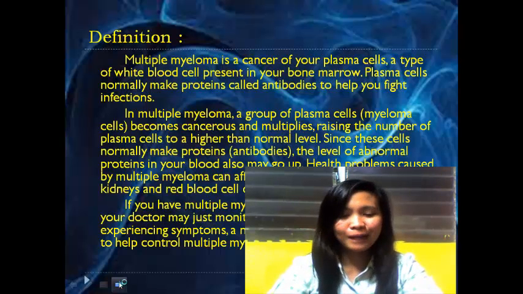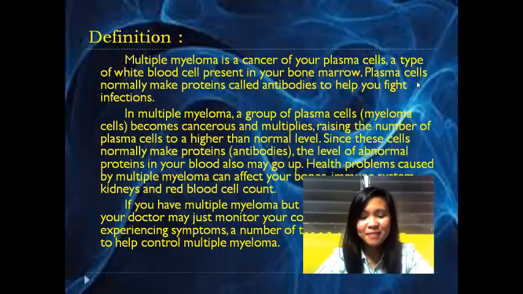In multiple myeloma, normal plasma cells transform into malignant myeloma cells and produce large quantities of an abnormal immunoglobulin called monoclonal. The malignant cells also crowd out and inhibit the production of normal blood cells and antibodies in the bone marrow.